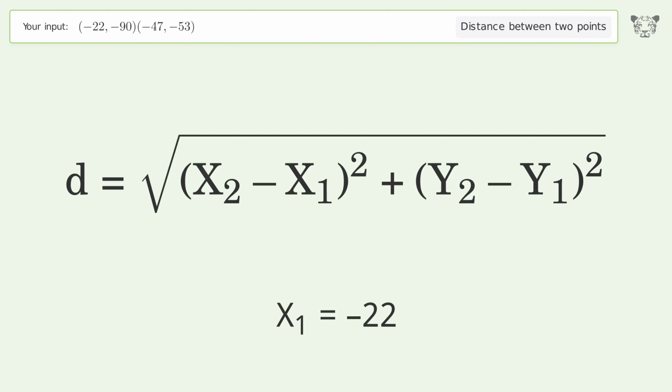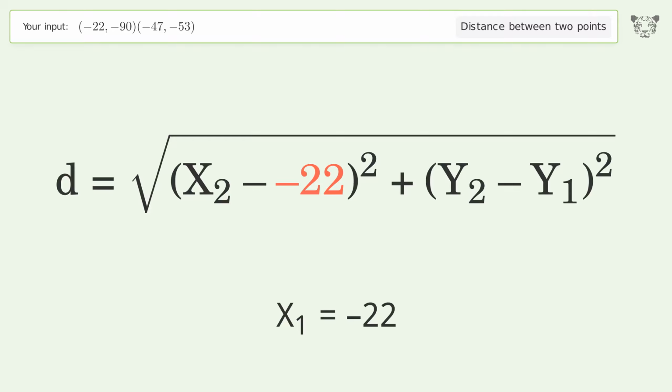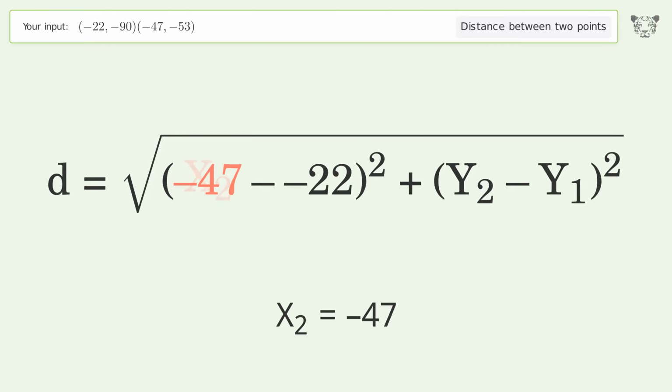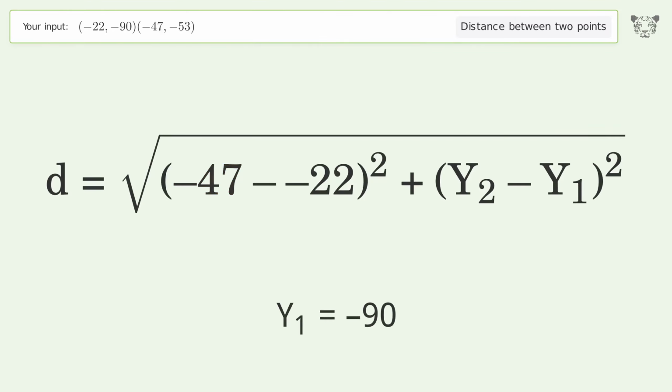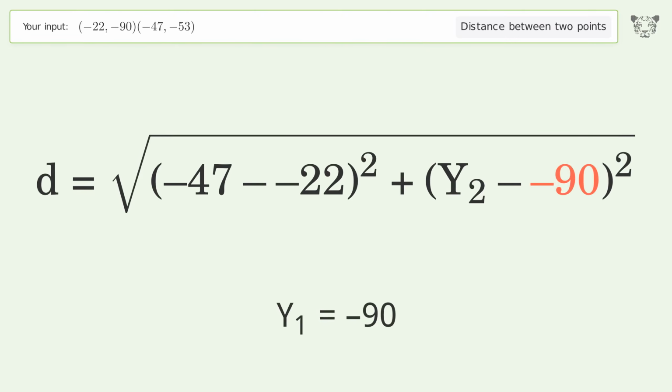x1 equals -22. x2 equals -47. y1 equals -90. y2 equals -53.